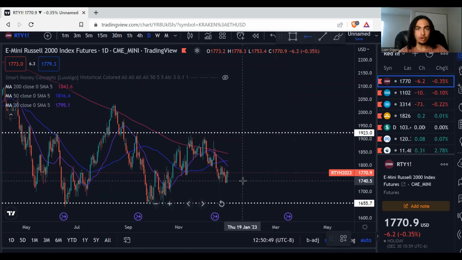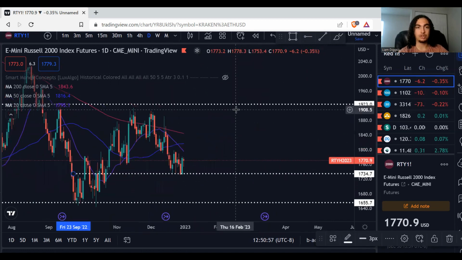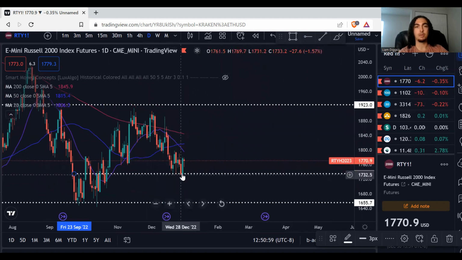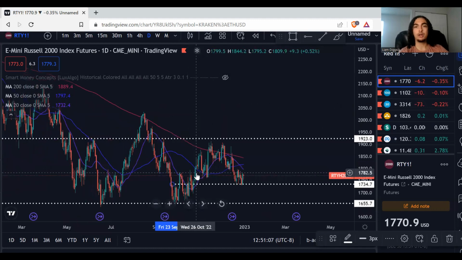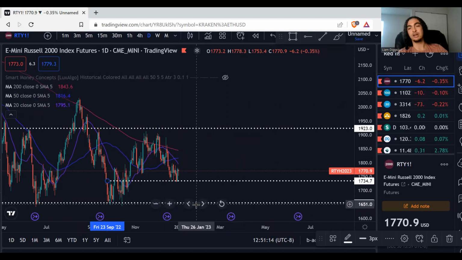indicator. So we are kind of having some support at this 1734 level. You can see we bounced off it a couple times, wicked it right over here. So if price action breaks that, that to me would be a very strong signal to go short, ride it all the way back down to this 1655 level where the bottom of our channel is. And at that point, I would reevaluate whether or not we're going to bounce or continue moving lower.